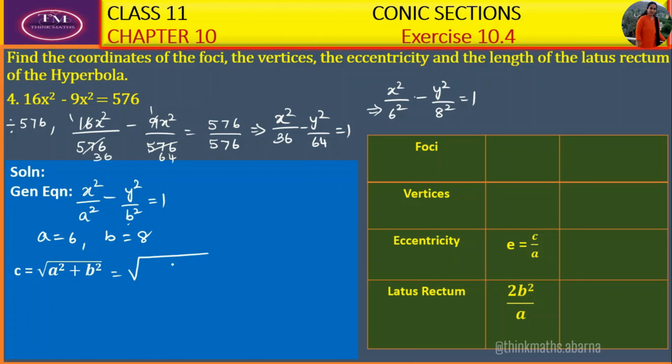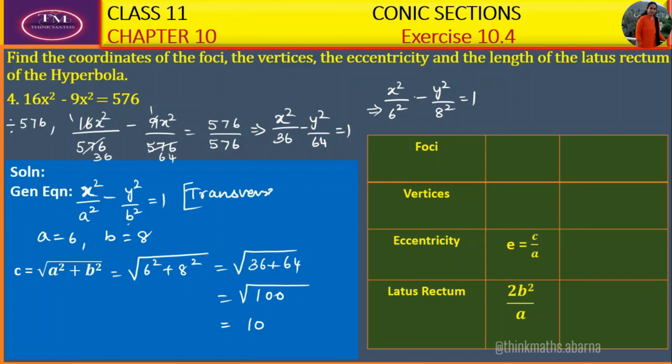So c is the square root of 6 square plus 8 square. 6 square is 36, 8 square is 64, and 36 plus 64 is 100. The square root of 100 is nothing but 10, because 10 into 10 is 100. So c is 10. Now, if you check this general equation, we have x square first, so the axis is the transverse axis. Transverse means it is the x-axis. If the axis is the x-axis, the foci will be plus or minus c comma 0.